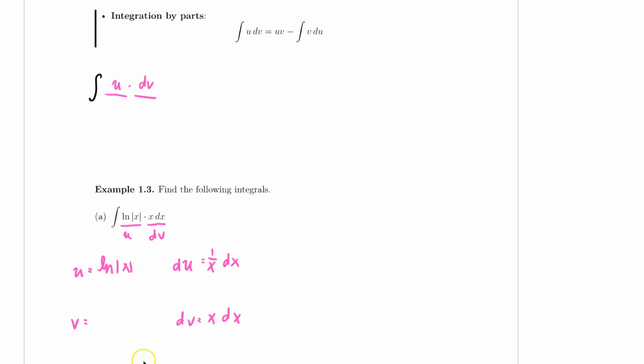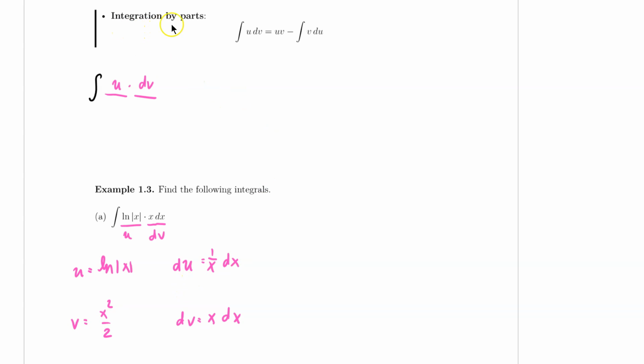And for v, because I know that dv is x dx, to find v I just have to integrate this function. The integral of x is going to be x squared over 2. Notice that if I take the derivative of x squared over 2, it is just going to be x dx. So this is my v and this is my du.